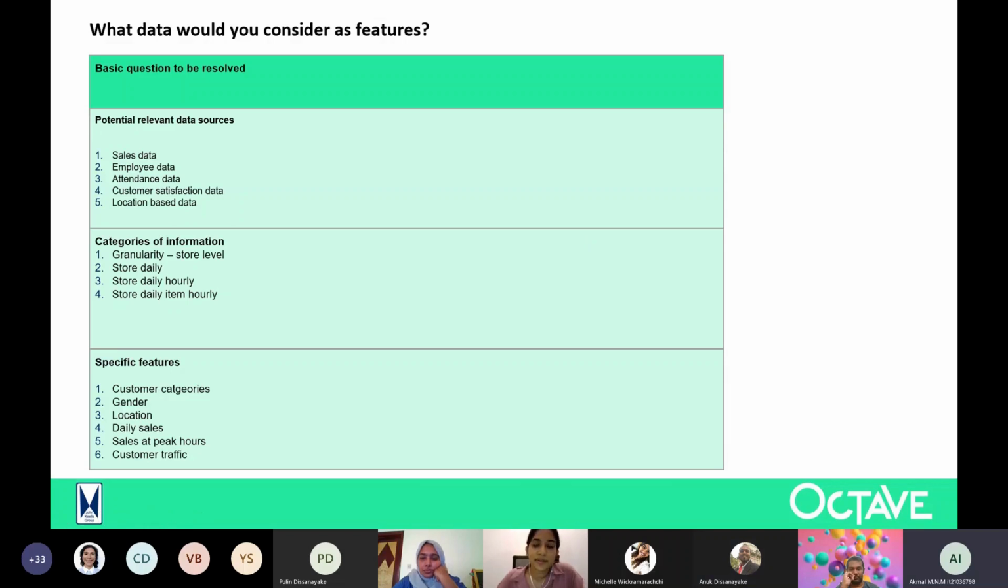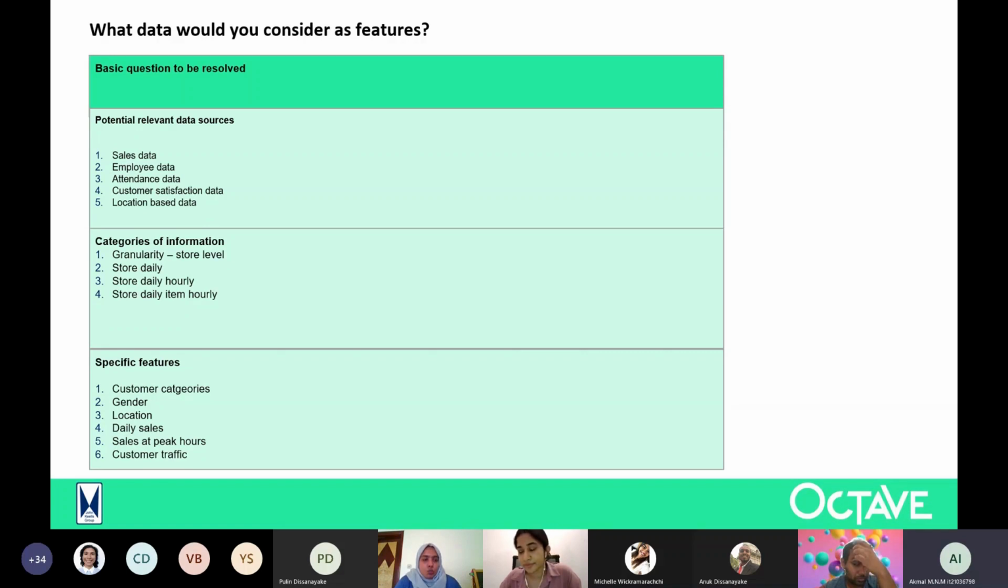Yeah. So based on the question, we plan to resolve mainly, we target data sources like the sales data, the employee data, attendance data, customer satisfaction data and the geographical location based data, because the more data sources we have, the better the analysis and the insight into how it works. So the main categories of information for the model which we targeted was the store: from the store level, store daily, store hourly to the store daily item hourly.